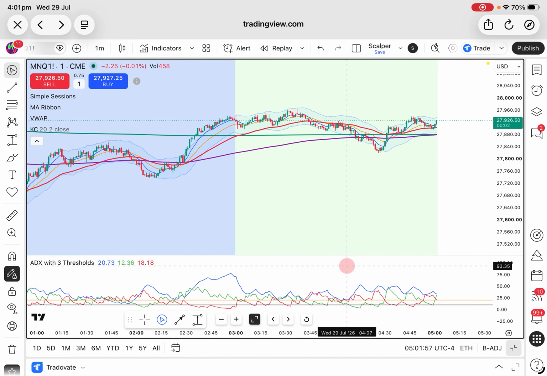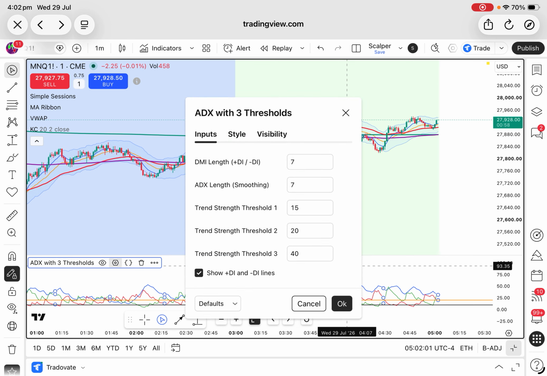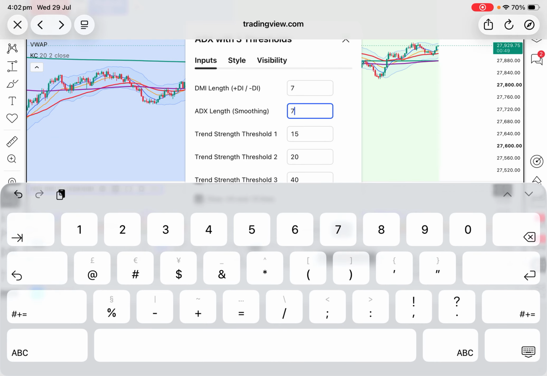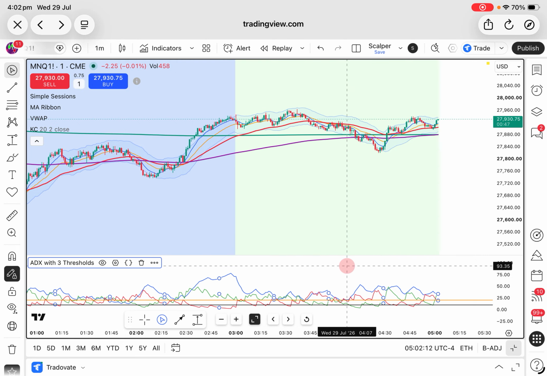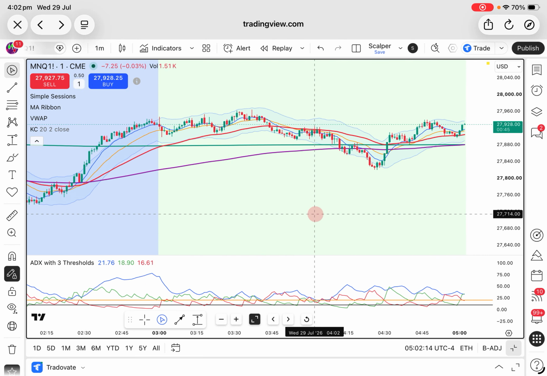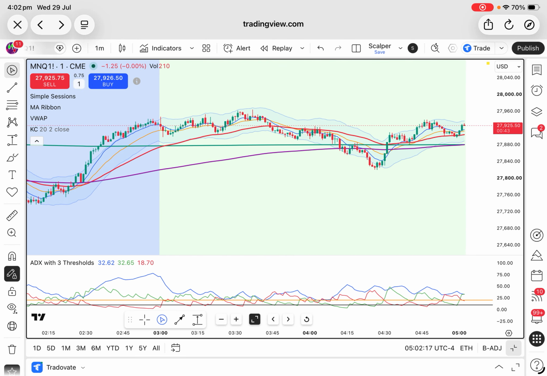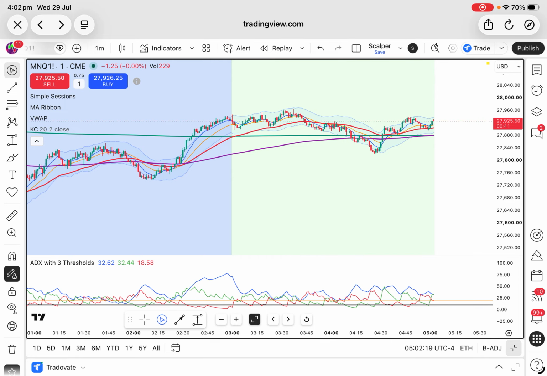This one here I use, this is called the ADX DMI. And here's the settings that I use. It's very fast. The DMI length is 7. The DMI is the green and the red line, and the ADX is the blue line, and I have that set at 7. It's very, very quick, in particular on lower time frames, like a 1 minute or 3 minute. And how do I use it?